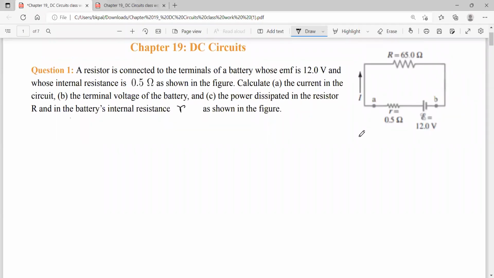All right, so let's start. So here in this lecture, I'm going to solve some of the classwork problems from chapter number 19. Okay, so let's start with question number 1.